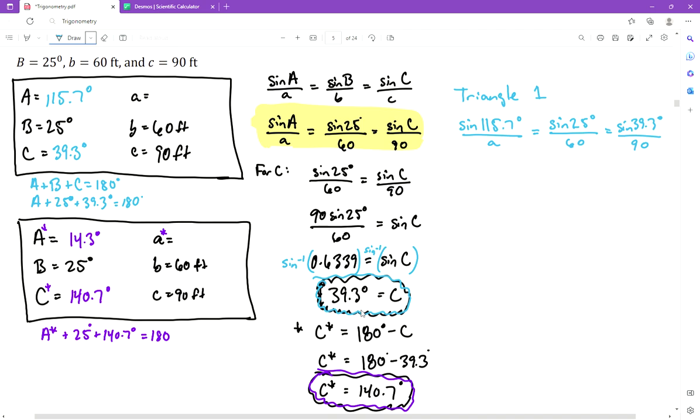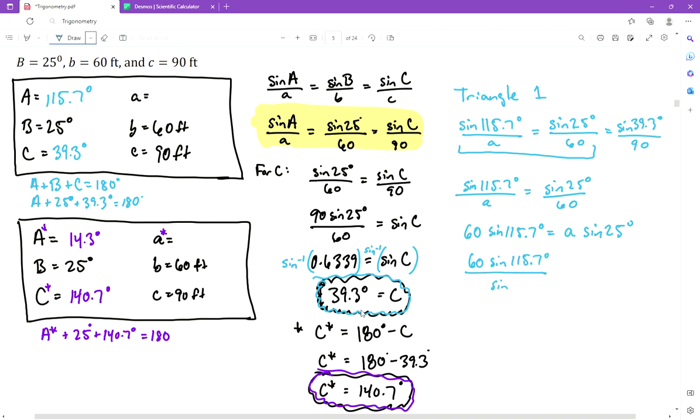I really only need little a. I can use these two to get it. So I'm just going to set it up as sine of 115.7 degrees over a equals sine of 25 degrees over 60. And then we can cross multiply. So we get 60 sine of 115.7 degrees equals a sine of 25 degrees. And then we'll divide by sine of 25. So we have 60 sine of 115.7 degrees over sine of 25 degrees is little a.